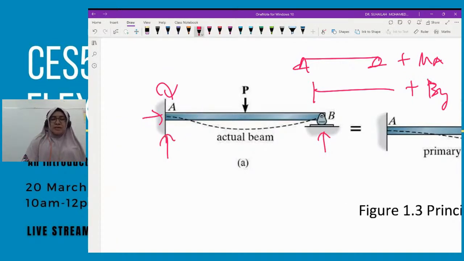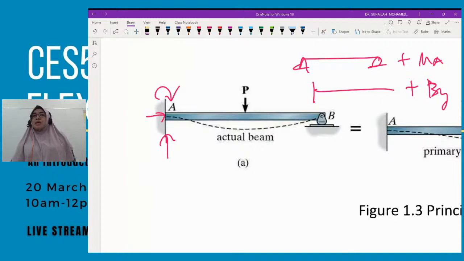Okay? Sama juga, boleh tak remove ni? Tak boleh. So moment dengan AY cannot. So kalau fix, we must remove moment. Kalau yang kita nak buang tu is one reaction from fixed, kita kena remove moment. Okay? Moment. Remove moment jadi simply supported beam. Okay? Or kalau kita nak remove BY, dia jadi cantilever beam. Okay?